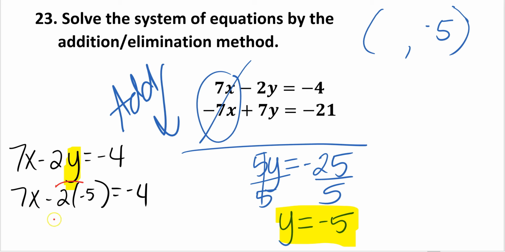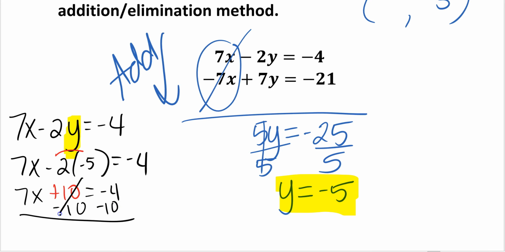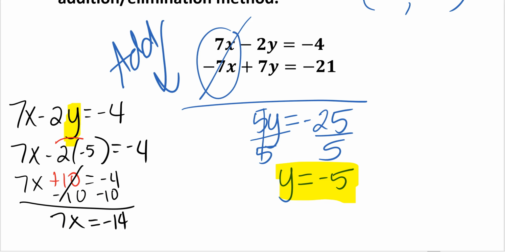-2 times -5 is positive 10. So I have 7x plus 10 equals -4. I'm going to subtract 10 on both sides. So I have 7x equals -14. And divide by 7 to solve for x. So x equals -14 divided by 7, which is -2. That's my other half of my solution.